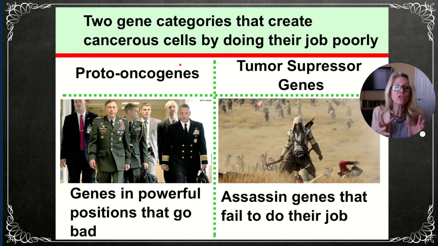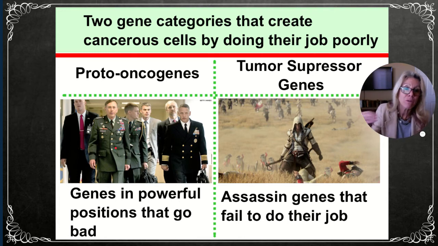And it's not that these are normally bad genes, but they're in a position of power. So for instance, if you have a general and this general goes bad and starts directing all of its troops to go bad, because it's in a position of power, it can influence so many other things in your body. That's what proto-oncogenes do. When they mutate, they can become oncogenes, and those are genes that facilitate the cell cycle, and I'll tell you more about that in a minute.